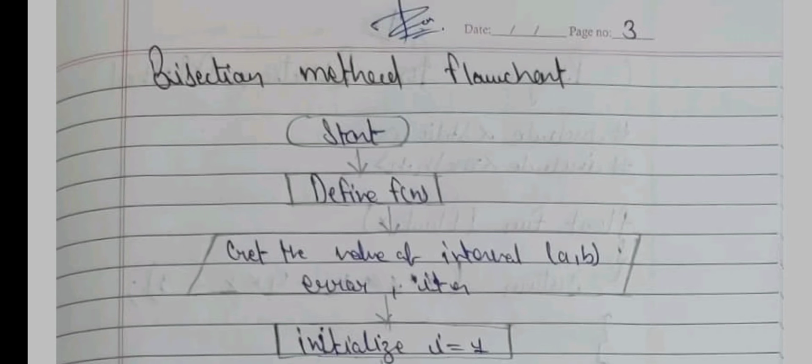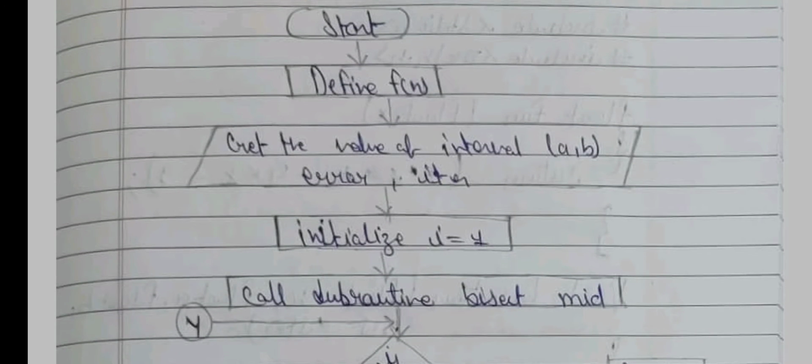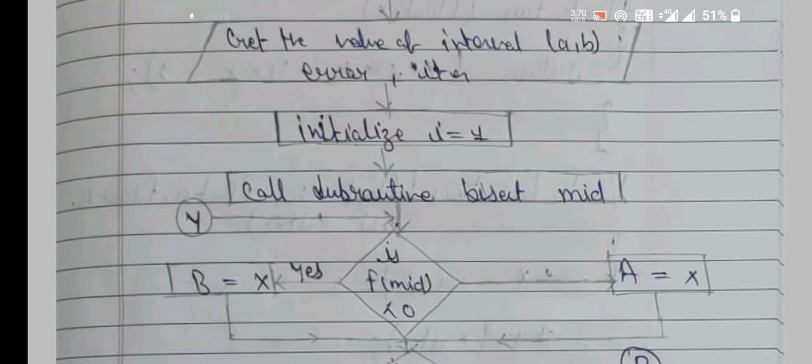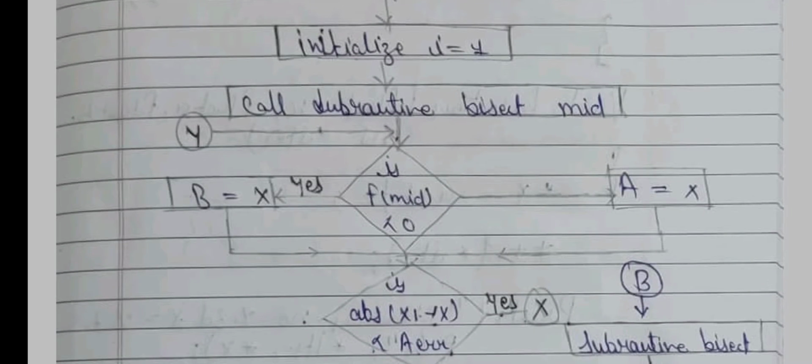The flowchart starts, then we have to define f of x, that is the function. Then we have to give the two initial guesses or interval, that is a and b, the error and the iterations. Iterations will start from 1, that is i equals 1, and we call the subroutine bisect mid. b equals x if f of mid is less than 0. If not, then a equals x.